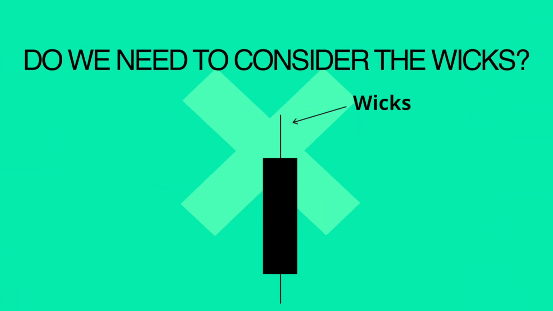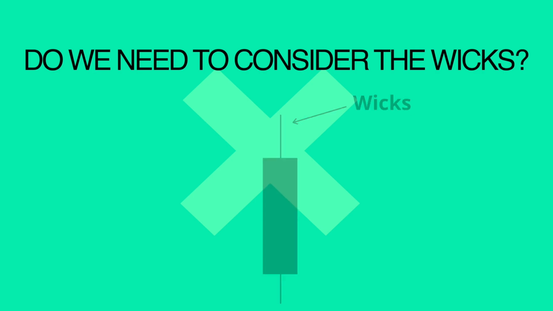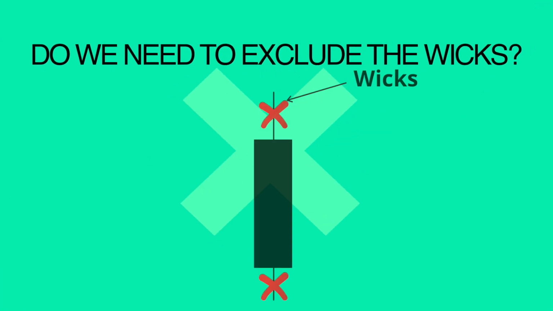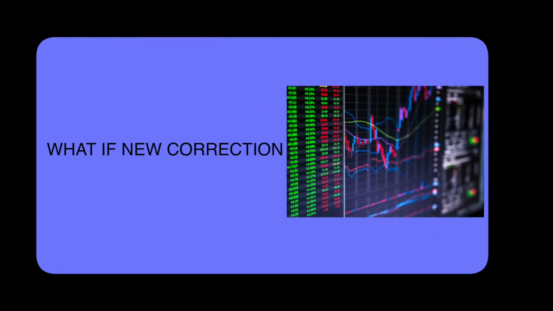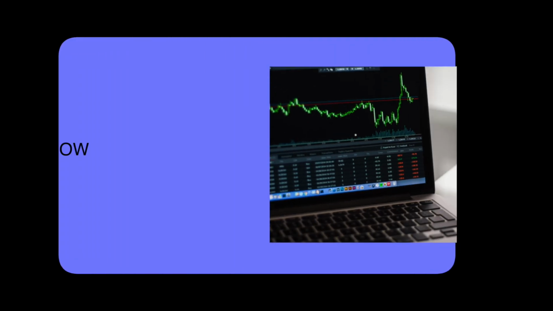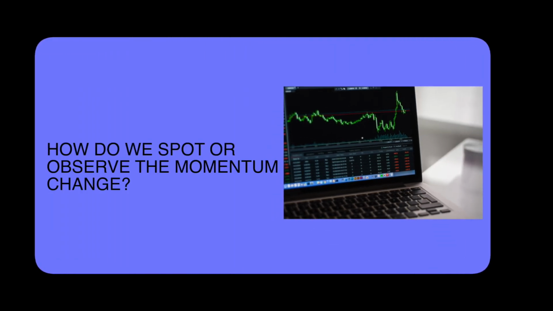Like, do we need to consider the wicks or do we need to exclude the wicks? What if the correction extends? And how do we spot or observe the momentum change or know when a trend is changing? I know many of you watching this video may be facing the same issues and have the same questions.